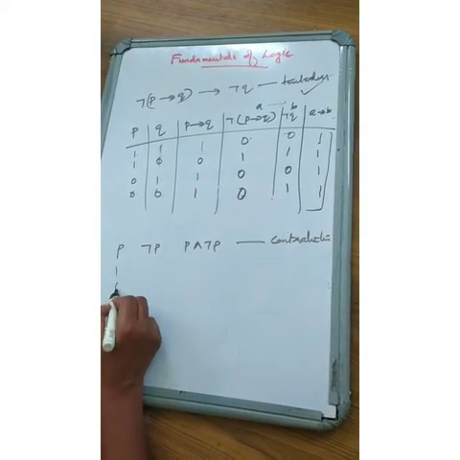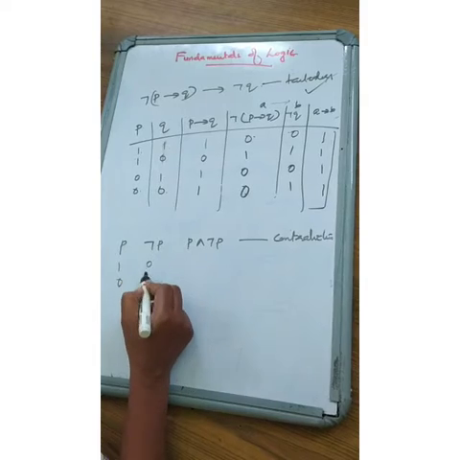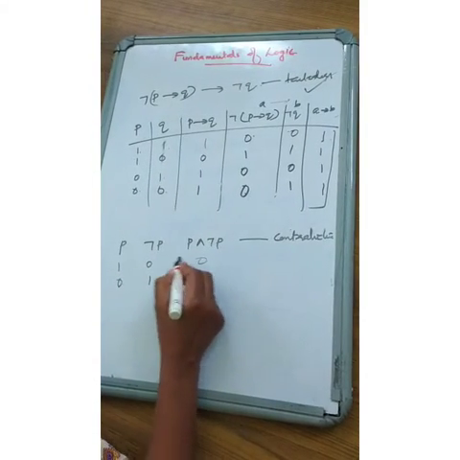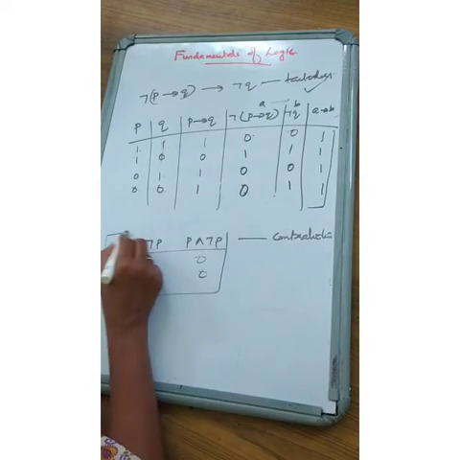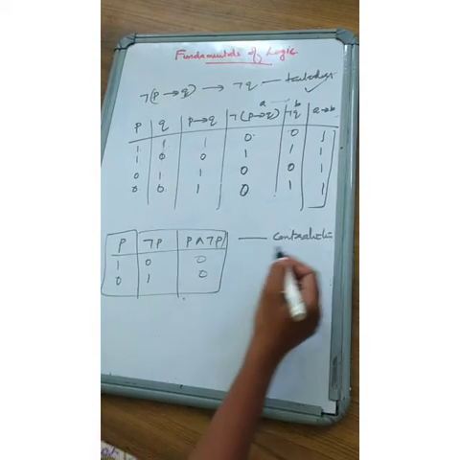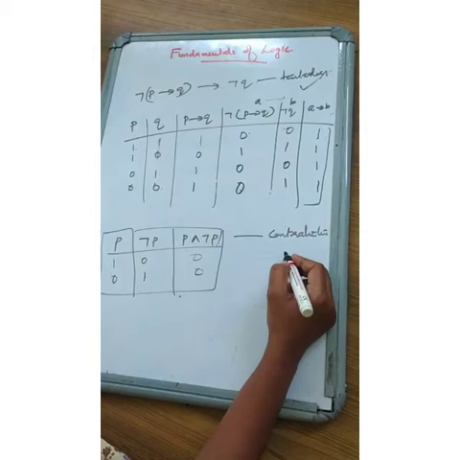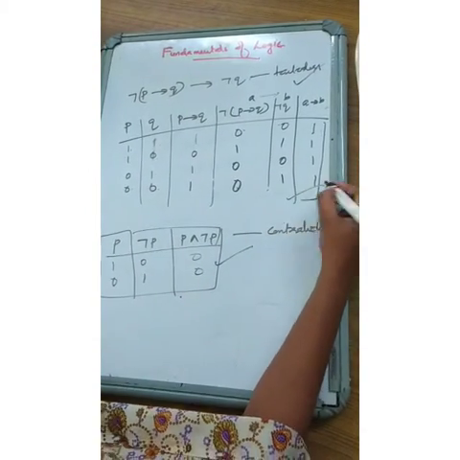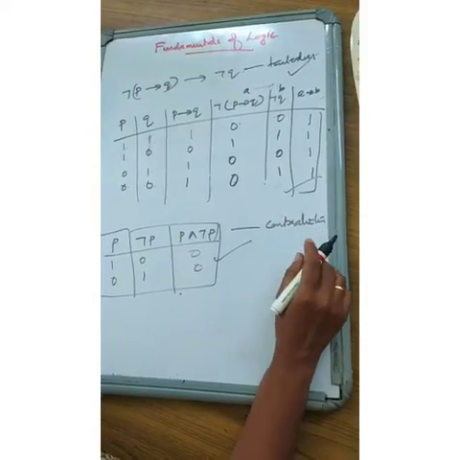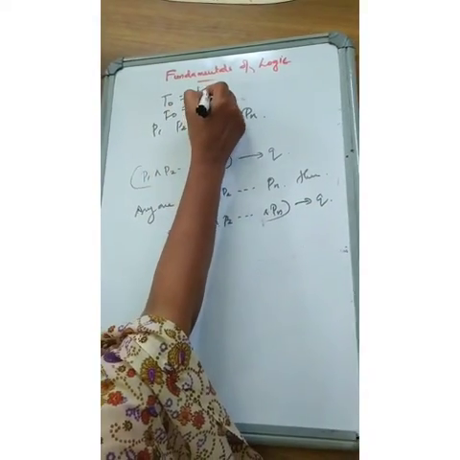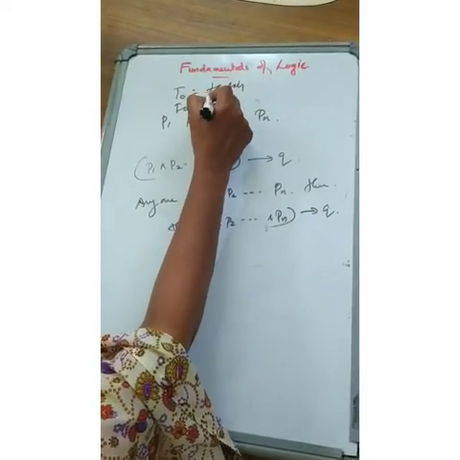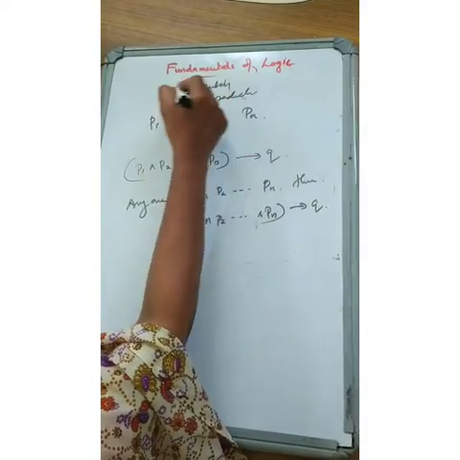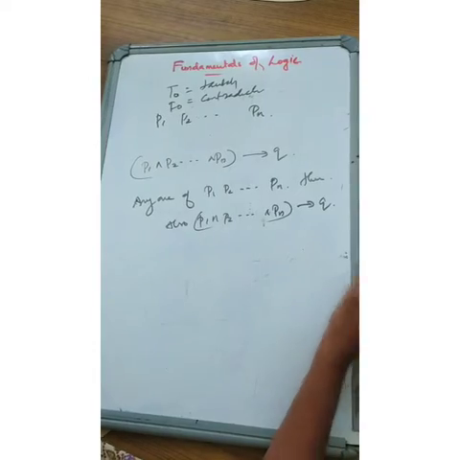Then next, about contradiction. What is P? 1, 0. Negation P is what? 0, 1. What is P and negation P? 1 and 0 is 0. 0 and 1 is 0. So this is a contradiction. The previous example we did is an example for a contingency, since some are 0 and some are 1. So this is an example for contradiction and this is an example for tautology. T0 denotes tautology and F0 denotes contradiction.